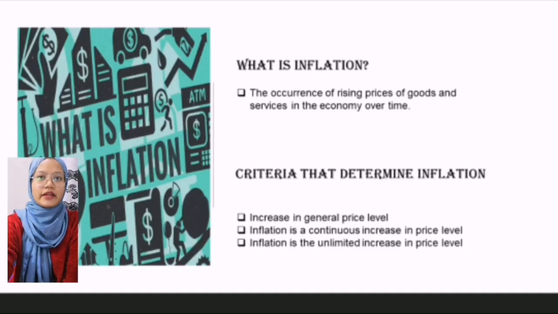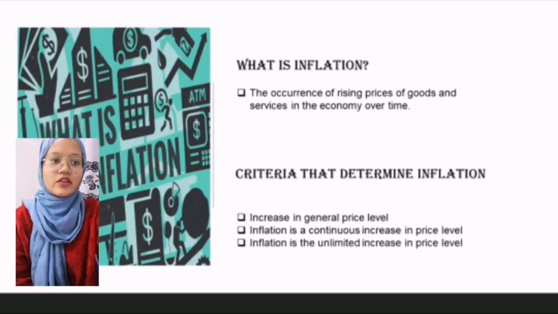First, I would like to present about the introduction. Inflation occurs when there is a continuous increase in the general level of price. It reduces a person's income by reducing the purchasing power of money.